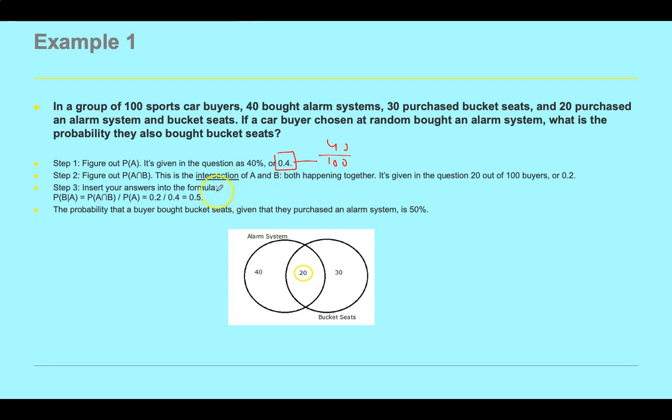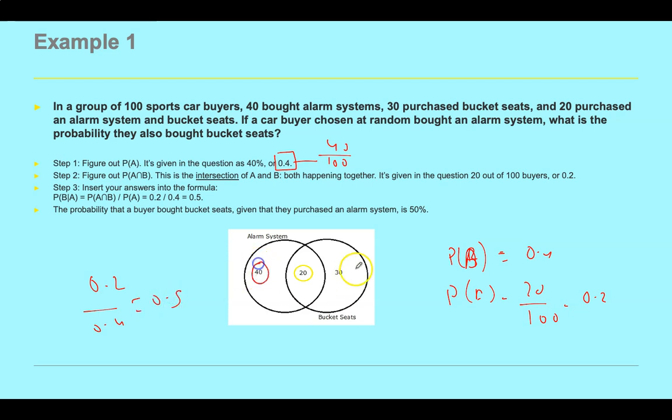In the second step, the probability of the alarm system, let's take it as A because it's an alarm system, is 0.4. And the probability of both is 20 by 100, which is 0.2. So the intersection is 0.2 and the probability of the alarm system is 0.4, so dividing gives 0.5.